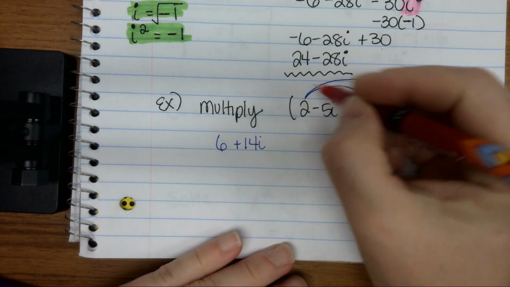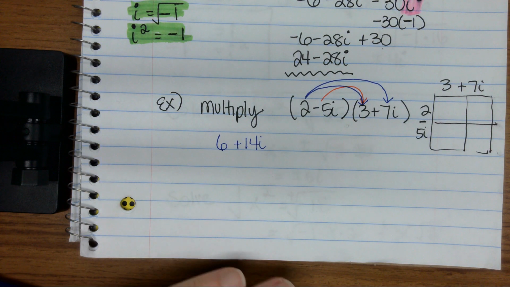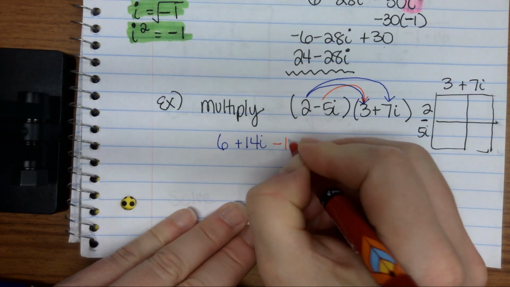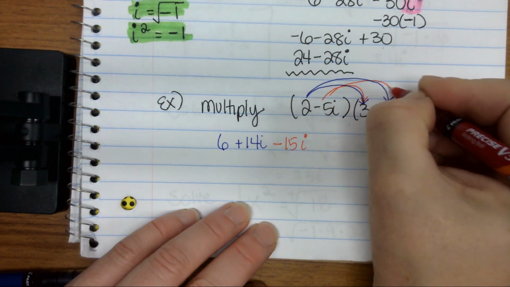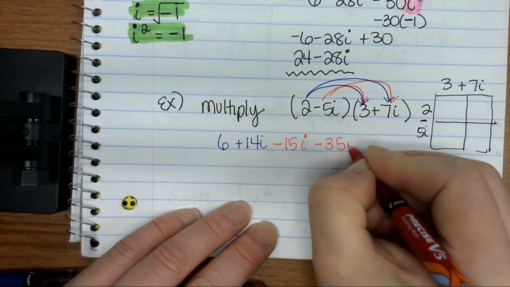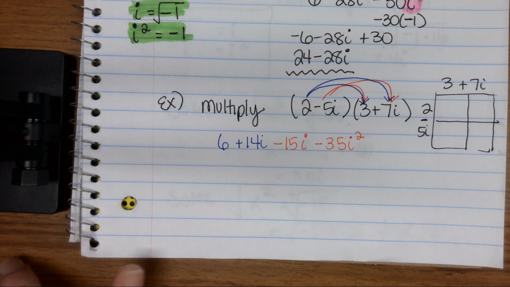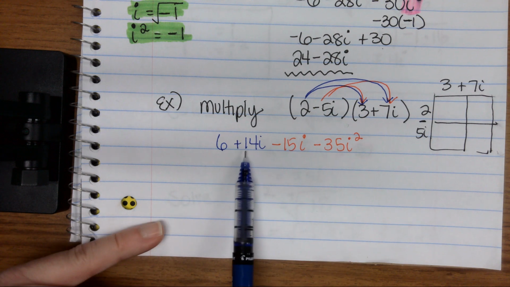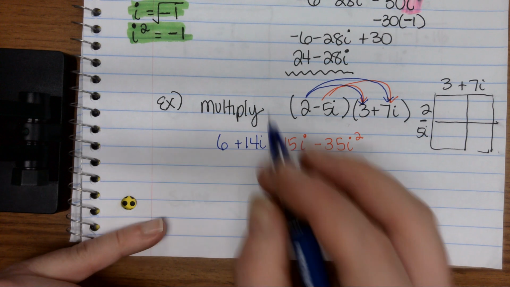We're going to treat this as a -5i. -5i times 3 is minus 15i. And -5i times 7i is minus 35i squared. So I just kind of color-coded to keep track. That's the 4 multiplications. Just like before, these two, the outer and the inner, are like terms. We're going to be able to add those together.